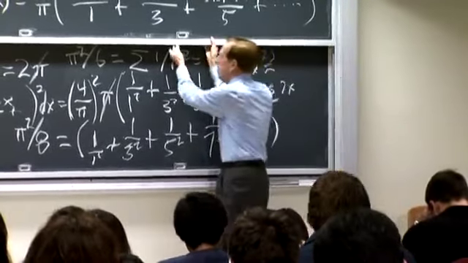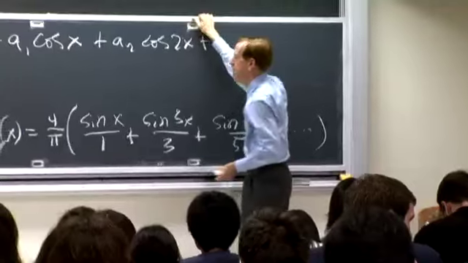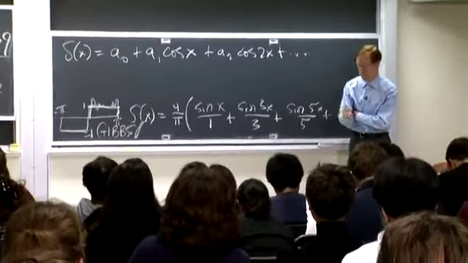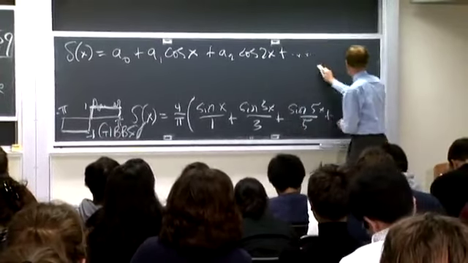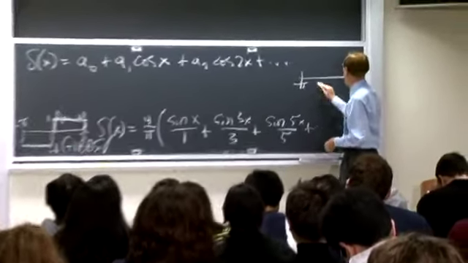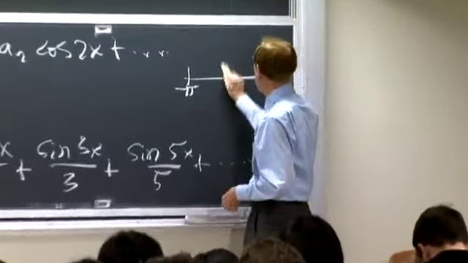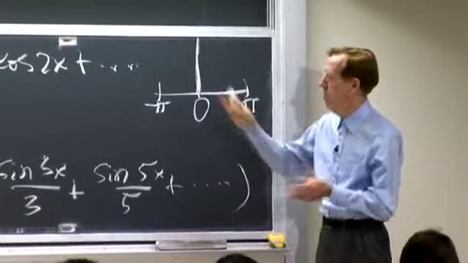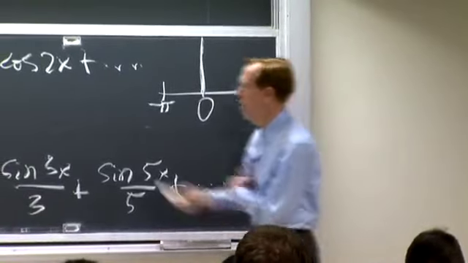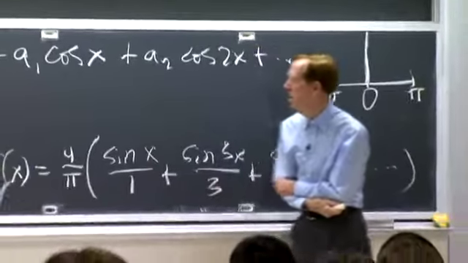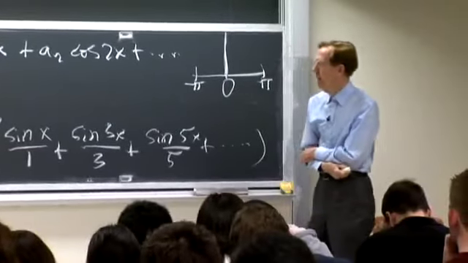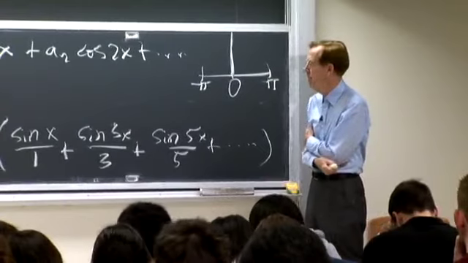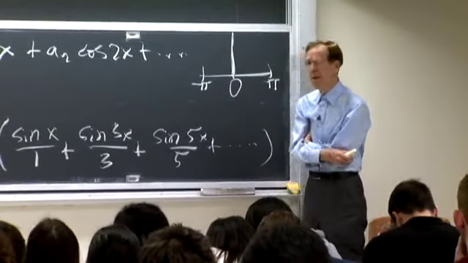Okay, let's do the delta function. So that's an even function. Now I'm looking at the delta function from minus pi to pi. It has the spike at 0, and it's certainly even, so we expect cosines. And what are the coefficients? It's a very important example to know.